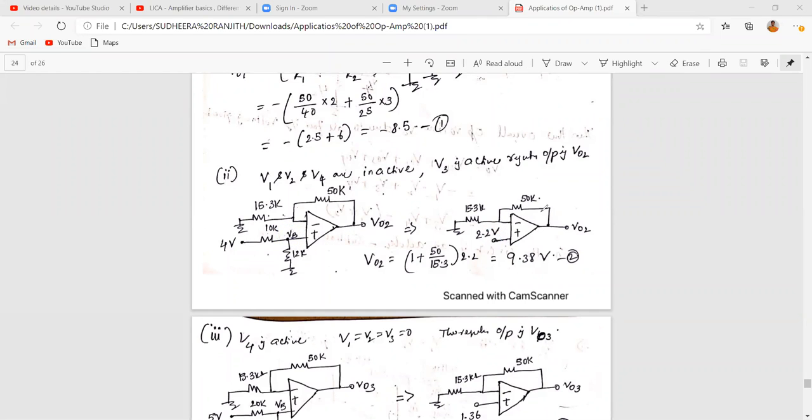Then how does it look? A non-inverting amplifier. What is the formula? V02 equals 1 plus RF by R1. 1 plus, what is RF? 50. What about R1? 15.3. 1 plus 50 by 15.3 into what is the input? 2.2. So what is V02? 9.38 volts, which is V02. When V3 is active, the others are inactive.